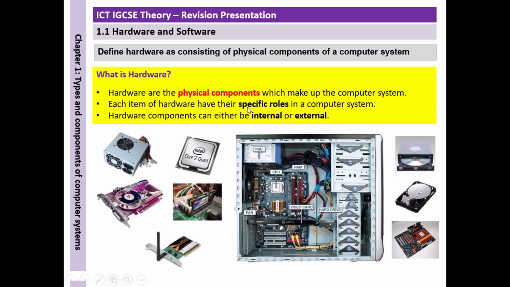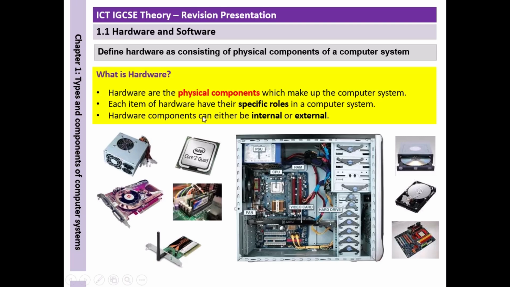So they have got specific roles. There are those which are for input, those which do the role of processing, others do the role of storage, and others do the role of output. So a computer has got 4 major functions: input functions, processing functions, storage functions, and output functions.